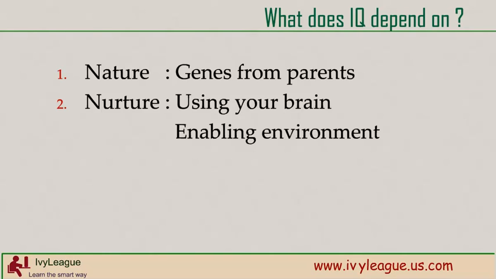So, you need an environment which propels you to use your brain and become intelligent. Such an environment is called an enabling environment. Moreover, scientists have observed that intelligent people seek enabling environments that would make them sharper. So it is a reciprocal relationship also.